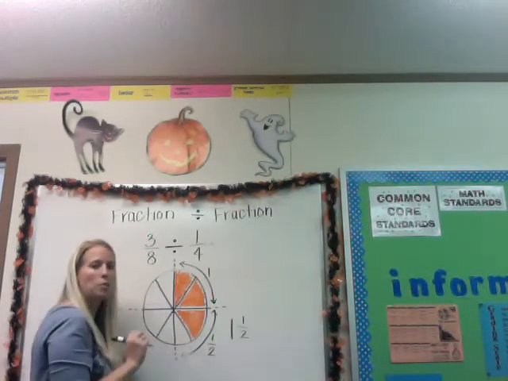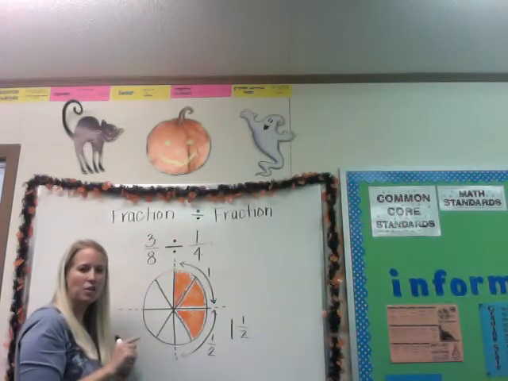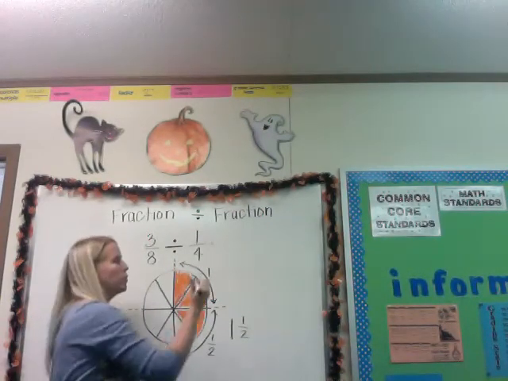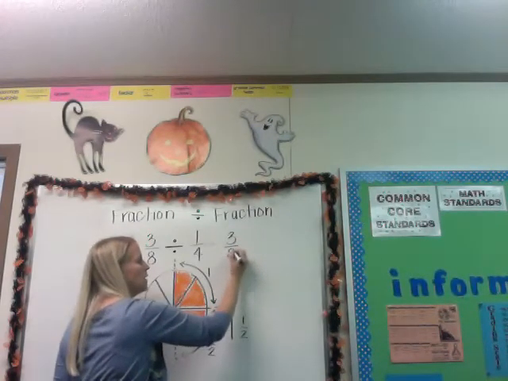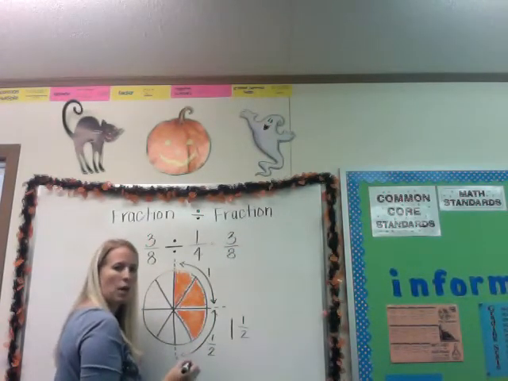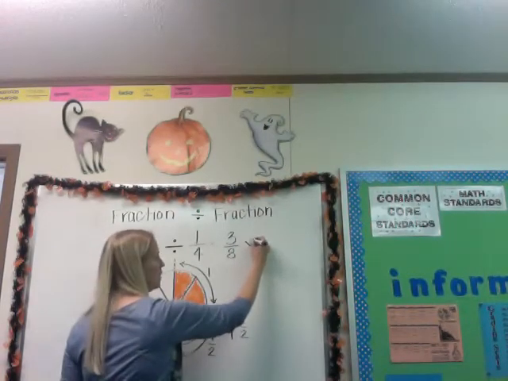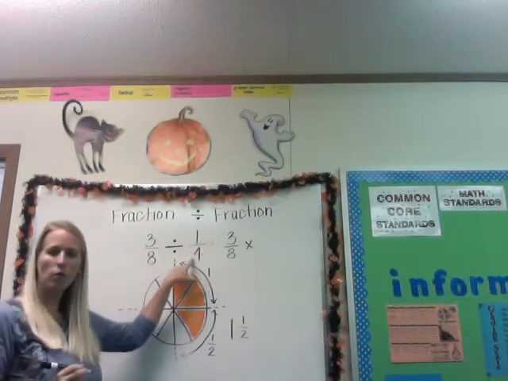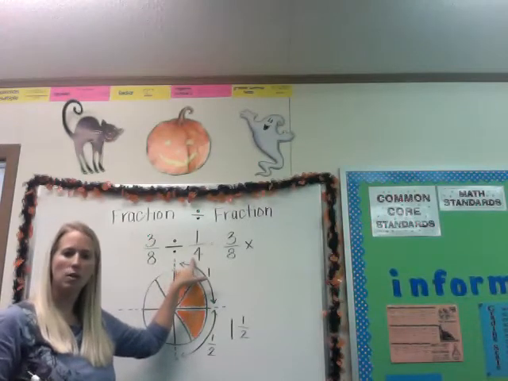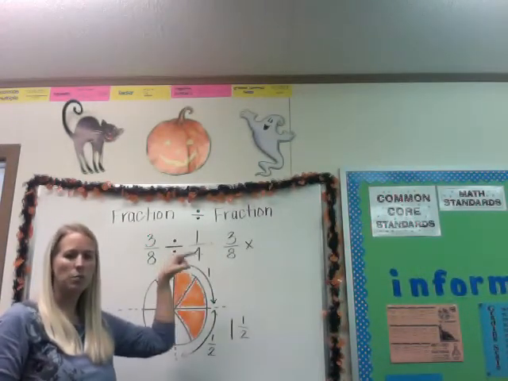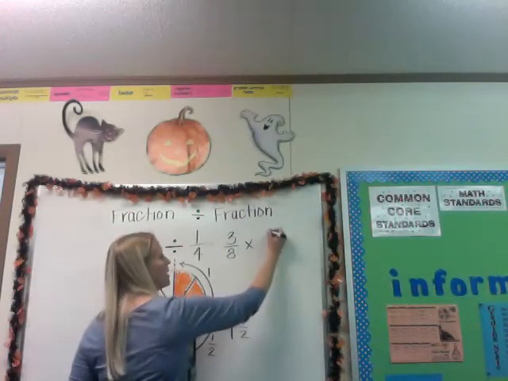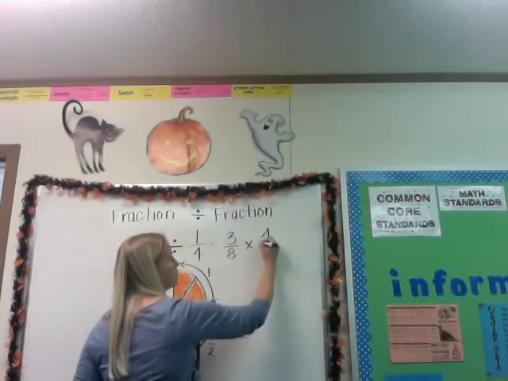So remember, dividing by a fraction is really multiplying by the reciprocal. So the first number stays the same, 3/8. My division sign will become multiplication. And my 1/4, I need to take the reciprocal. And again, for the reciprocal, you're flipping the numerator and the denominator. So instead of it being 1/4, we would write it as 4/1.